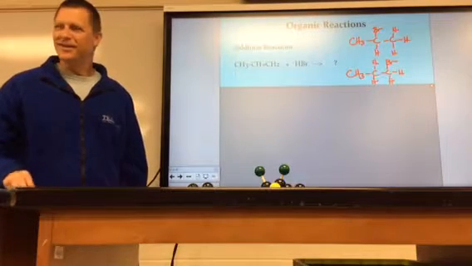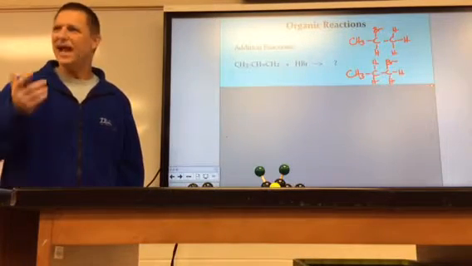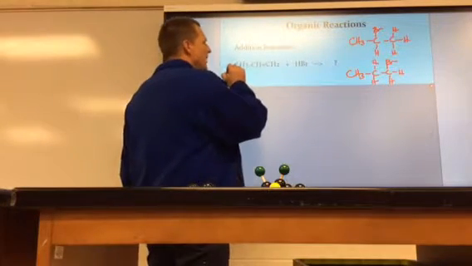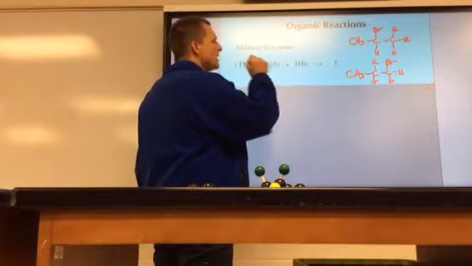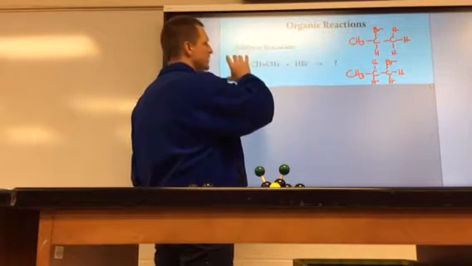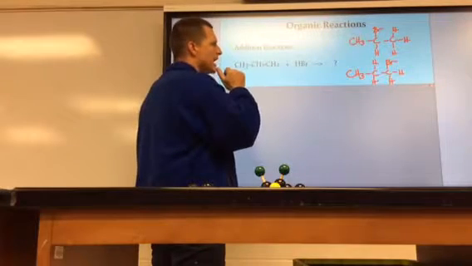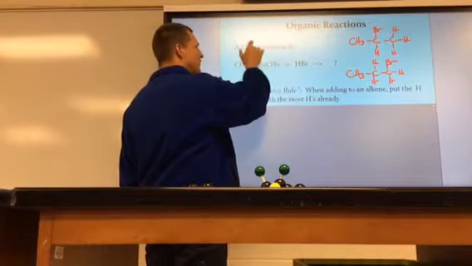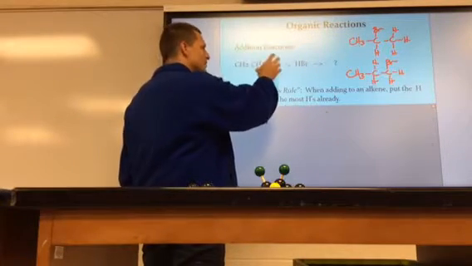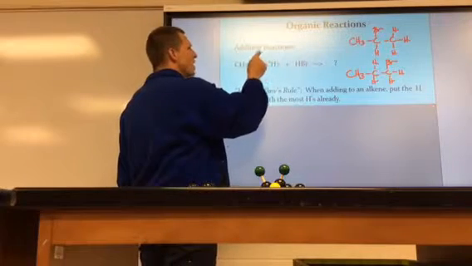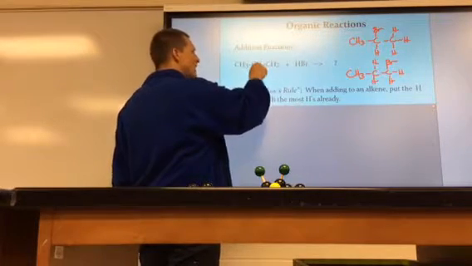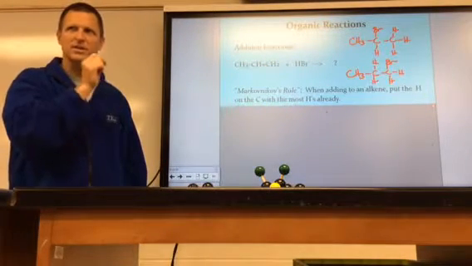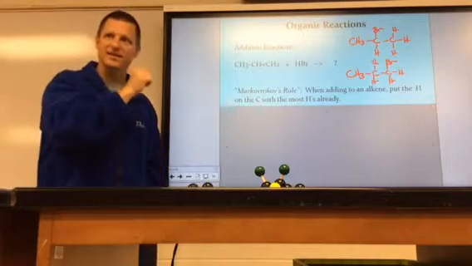Isn't that good? Vasilyevich. I could never come up with a middle name that good. Markovnikov did this reaction thousands of times, and he determined that when a small molecule is adding to an alkene, if there's a hydrogen, the hydrogen is more likely to go onto the carbon that started with more hydrogens. So the carbon that started with more hydrogens is likely to take the additional hydrogen.